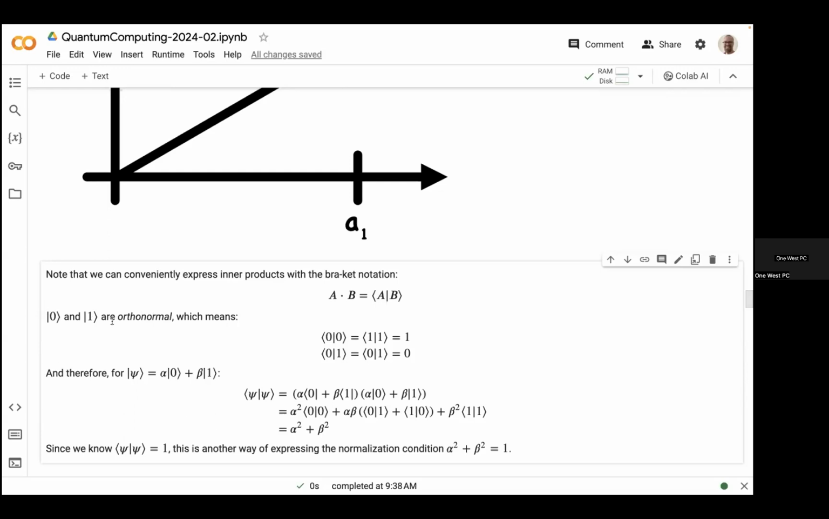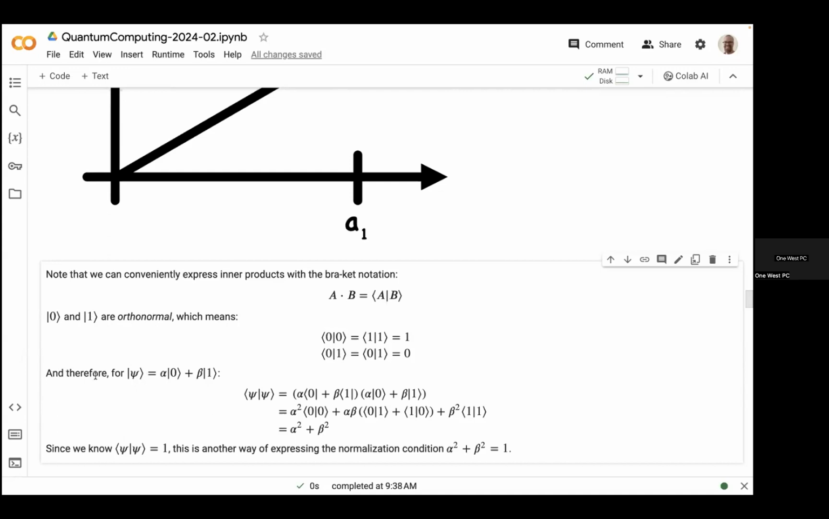Our basis vectors, 0 and 1, are orthonormal, which means that they obey these conditions. So they are normal in the sense that they square to 1, but they are ortho. That's orthogonal, means they're orthogonal to each other. So the dot product of these two guys is 0. There's no overlap.